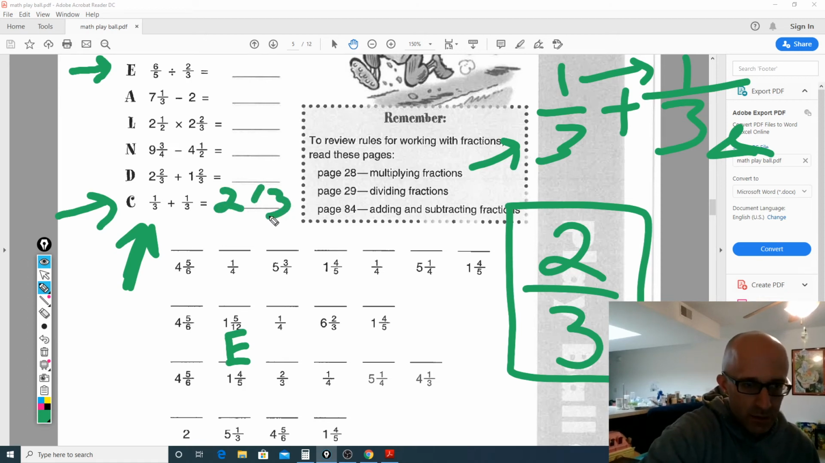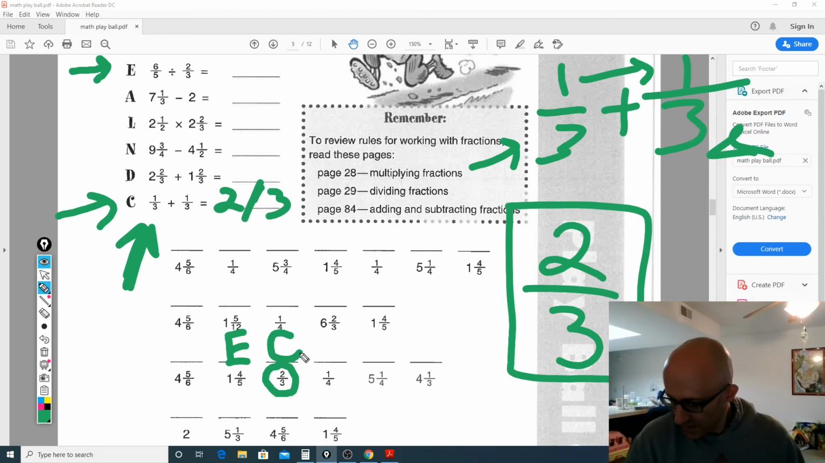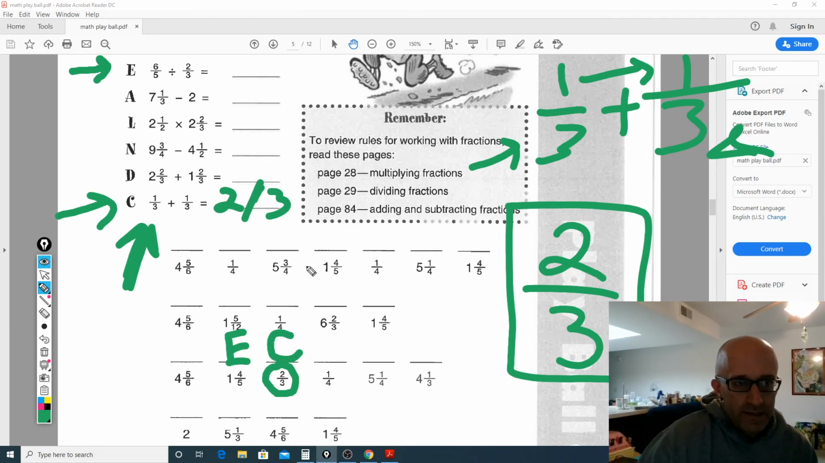2/3. That's a 2/3. So you look down here, and you see that 2/3 is right here. And C would be put right there.